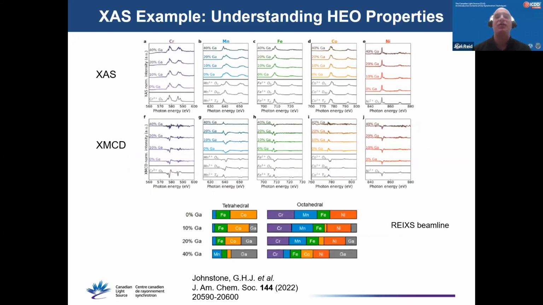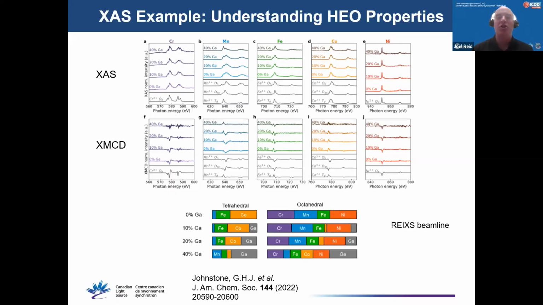You can probe each of the individual elements with soft X-ray absorption spectroscopy to determine their local environment. In this case, they used both X-ray absorption spectroscopy and a related technique called X-ray magnetic circular dichroism, which is an XAS variation using circularly polarized X-rays that are sensitive to the crystal field.